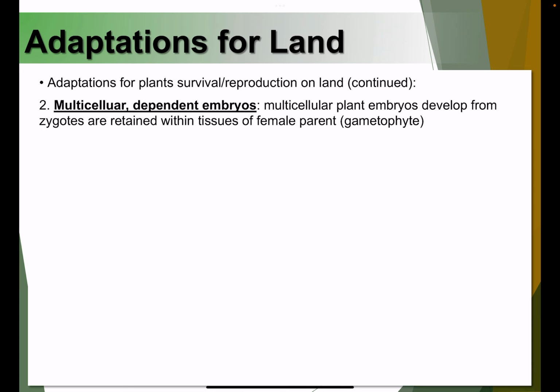Second, other than alternation of generation, the second adaptation that allows plants to live on land is that plants have what's called multicellular dependent embryos. Multicellular plant embryos actually develop from zygotes that are retained within tissues of the female parent, which is one of those gametophytes. And we'll distinctly talk about what is male gametophyte versus female gametophyte and what are those called.